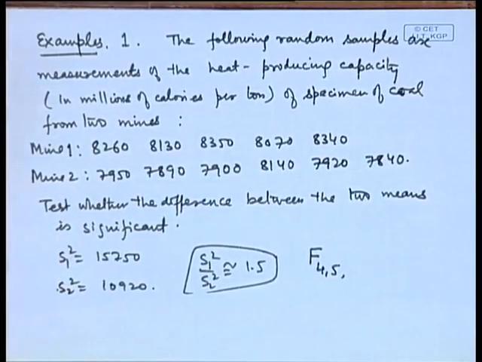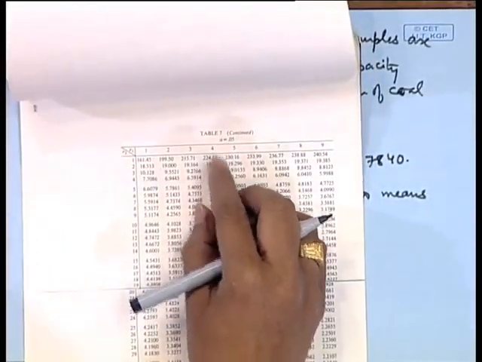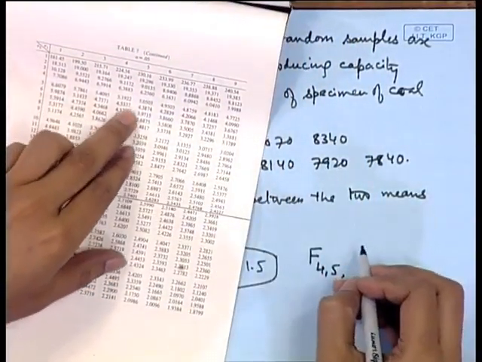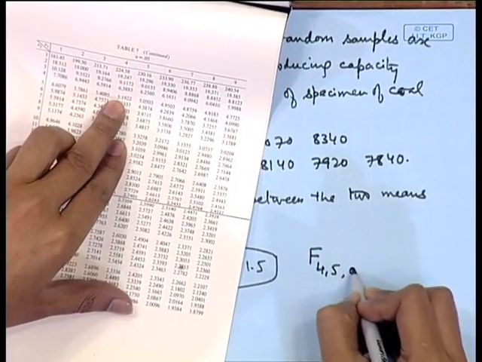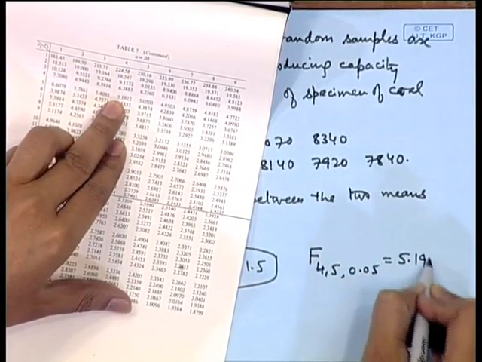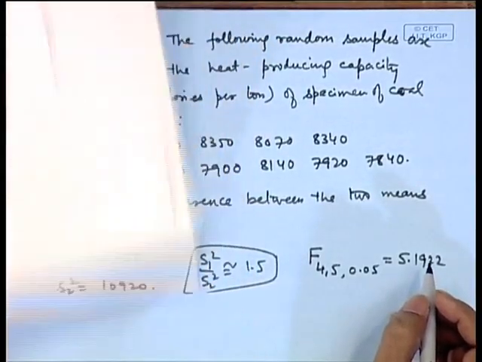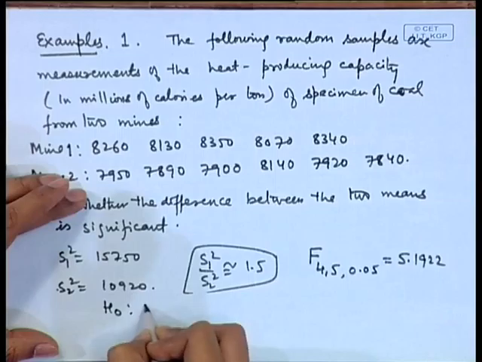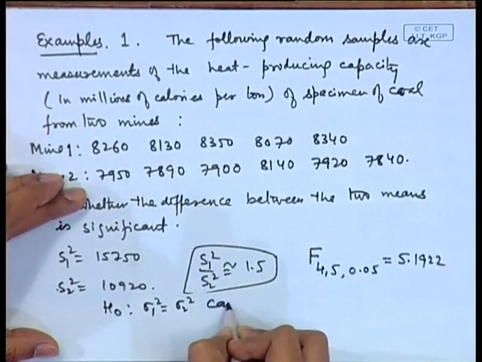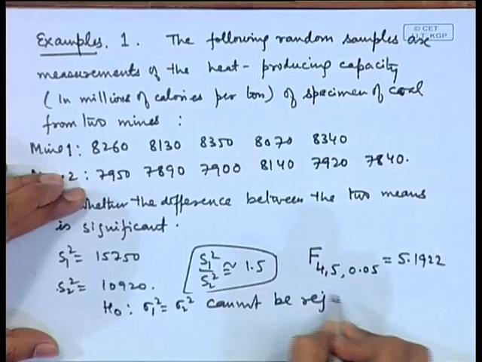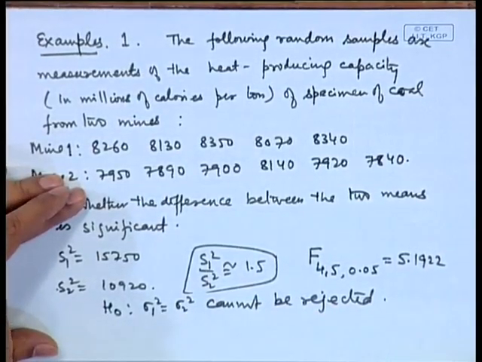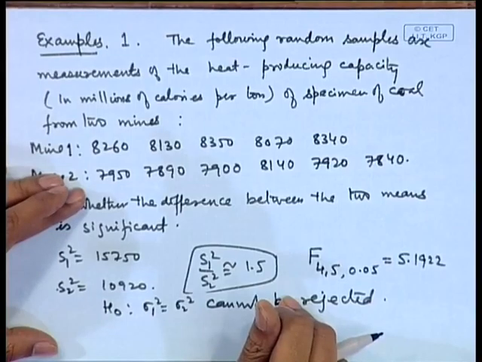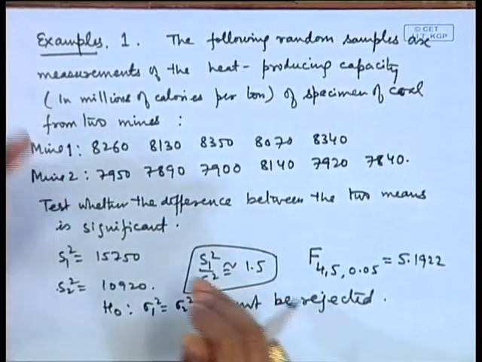Let us see one example here from the tables of the f distribution, and say at 0.05 level, if we are seeing f 4 5. So, at 0.05 the value is 5.1922. So, H naught, sigma 1 square is equal to sigma 2 square, cannot be rejected. Now, if this cannot be rejected, then for the equality of means we will go for the pooled sample variance procedure.